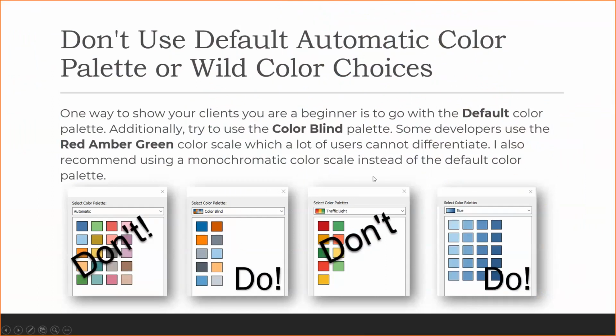A lot of KPIs are red, amber, green. You may have some clients that are like, we need to have the RAG ratings, red, amber, green. And then you have to mention to them that I think 20% of users are colorblind, so they're not going to see your colors between red and green. So don't use the traffic light, don't use red, amber, green, use the colorblind palette. And another one I would like to recommend is the monochromatic, or picking blue and then using the various shades of blue.